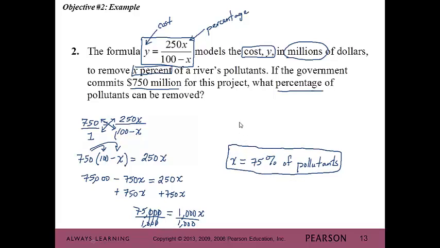So even with word problems, remember the most important thing to do is to pull out the values they give you. Make sure you plug it in for the right variable, so you need to know what does each variable represent in the equation. Plug in the values in the correct variables and then solve for the unknown. And then make sure you write the answer back in terms of the problem. So we have 75% of pollutants.